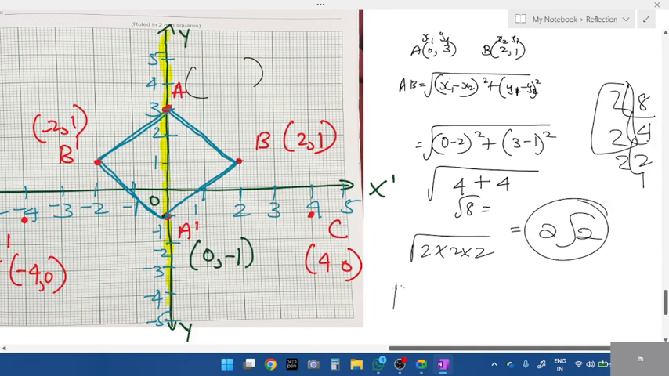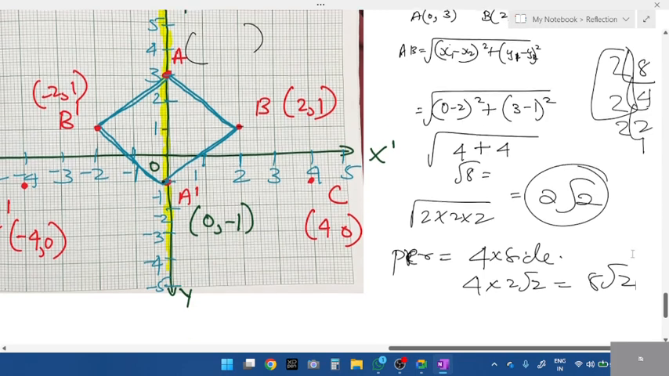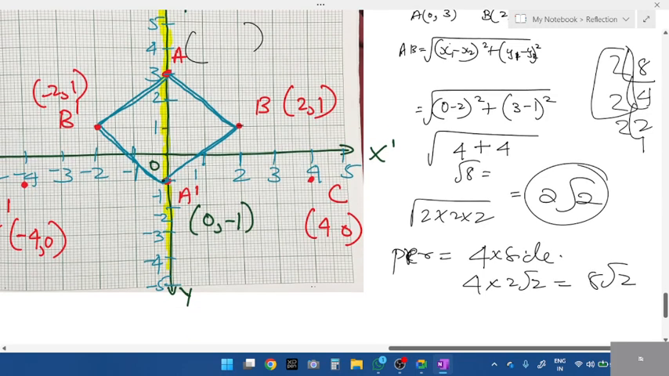If this is 2 root 2, what is the perimeter formula, students? Perimeter is 4 into side. So 4 into 2 root 2. What's the answer? 8 root 2. It's a centimeter graph. Everything should be in centimeters. See, this is the highlight part of the graph. We have a 2 centimeter graph. Even the answer will be in centimeters.